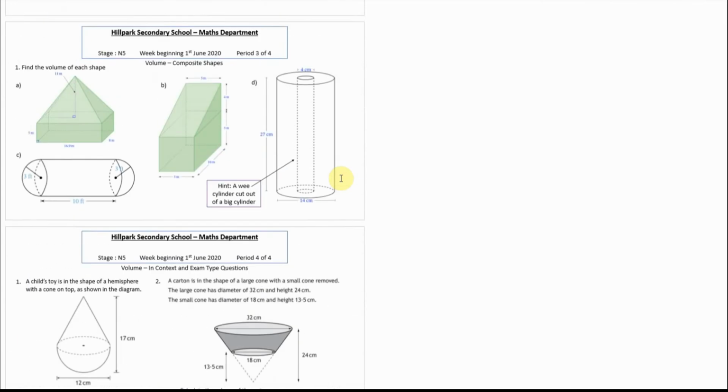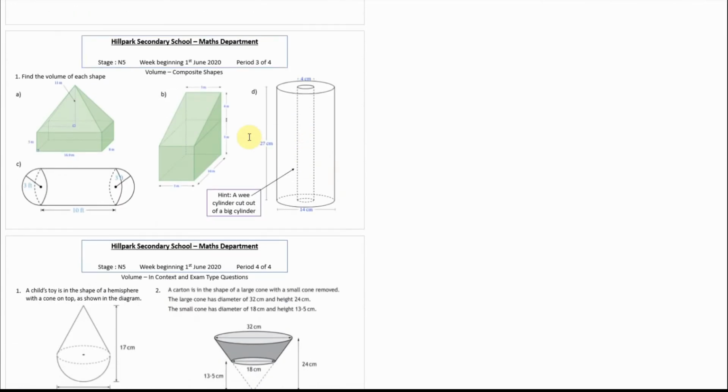Will we go? Yeah, okay, we'll just start this one just now. So I'll talk through question 1A. So what have we got here? Well, I would say we've got a base, which is your kind of cuboid, yeah.